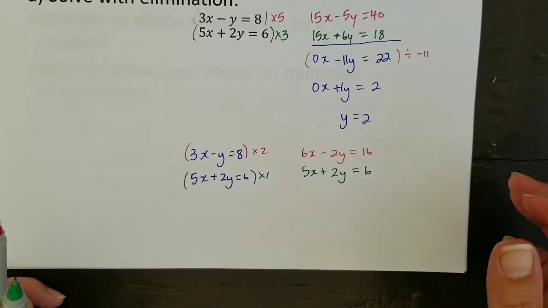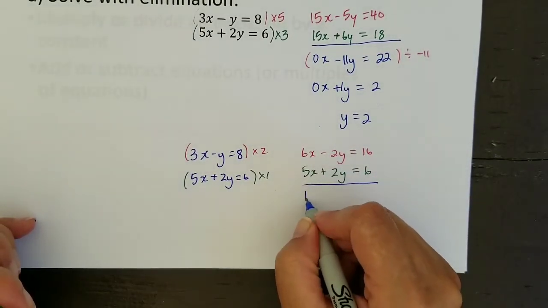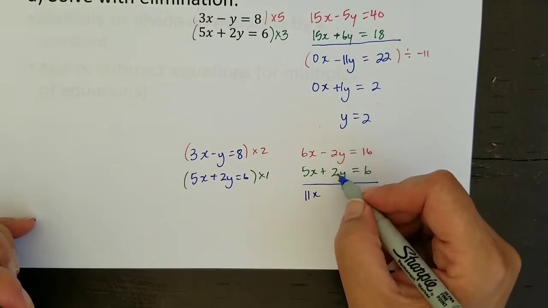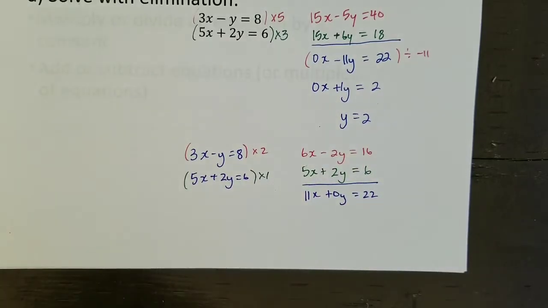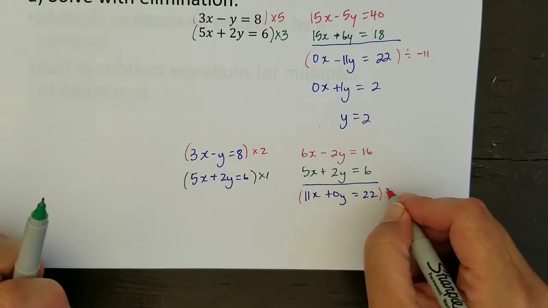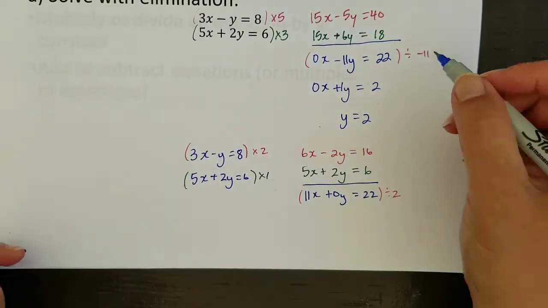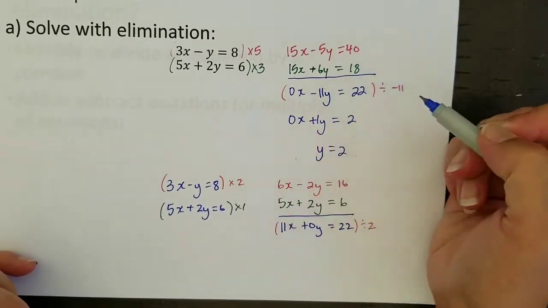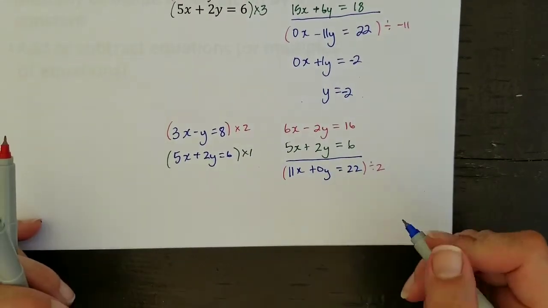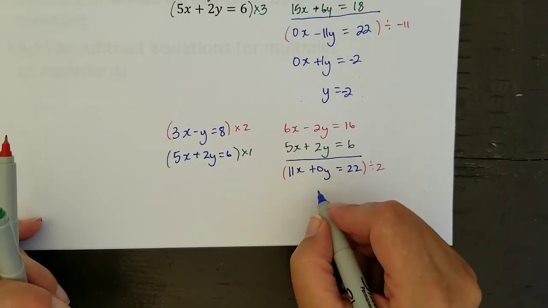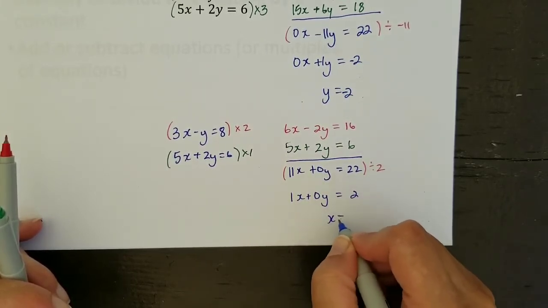And then I could add down in the columns here. So I would get 11x plus 0y equals 22, and then dividing both sides by 11. Oh, oops, I missed a negative up here. Going back, I had negative 11y, and divided by negative 11, that should be negative 2 for my y value. So then dividing out here, I get 1x plus 0y equals 2, or just x equals 2.